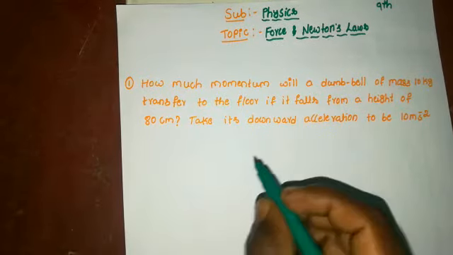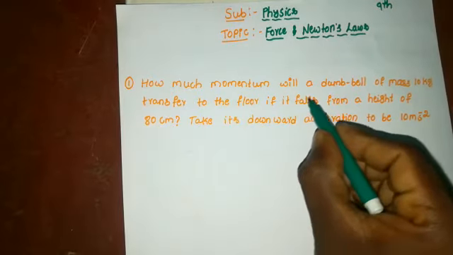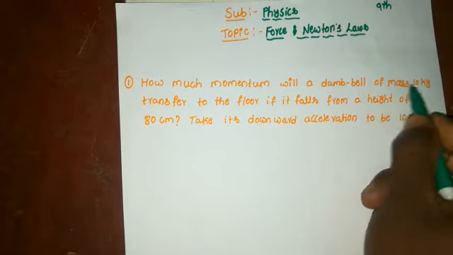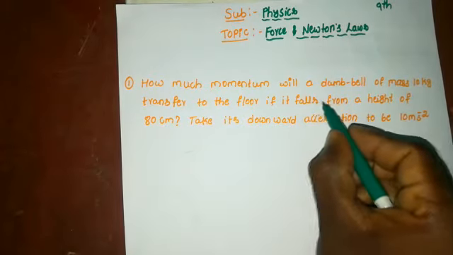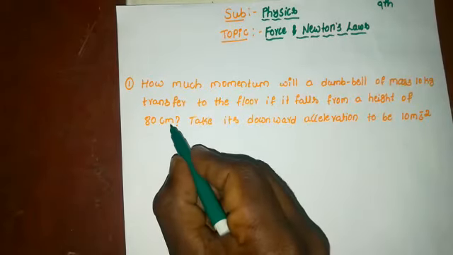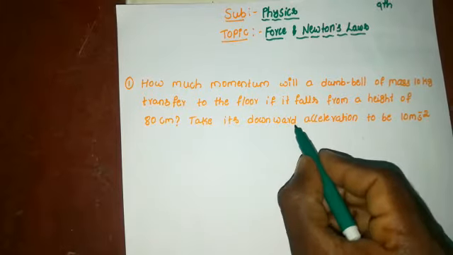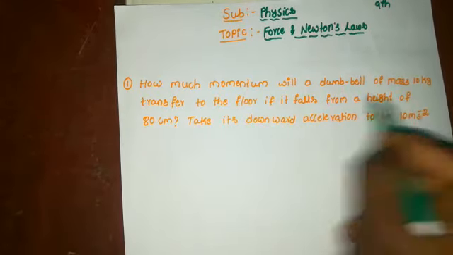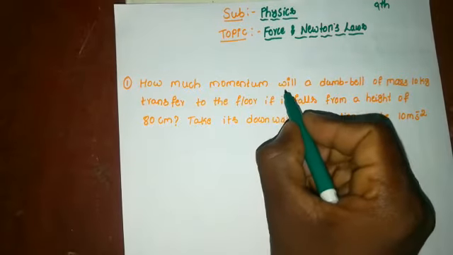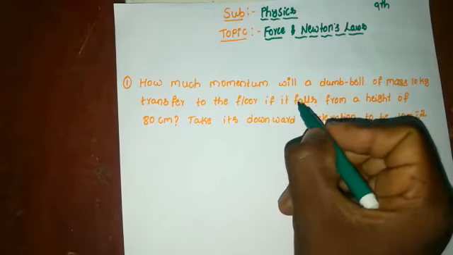The first problem is: how much momentum will a dumbbell of mass 10 kg transfer to the floor if it falls from a height of 80 centimeters? Take its downward acceleration to be 10 meter per second square. Now we have to find the momentum of the dumbbell.